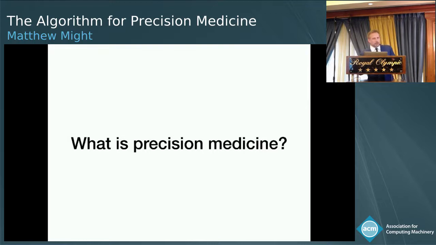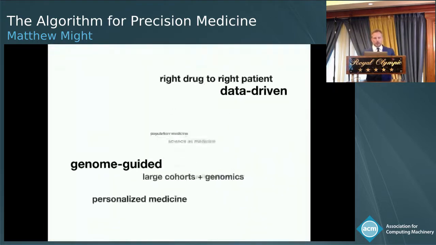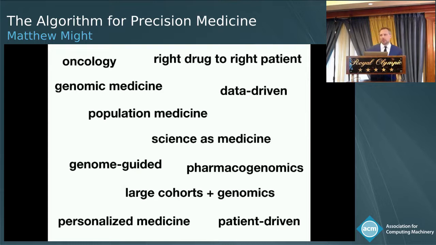So what is precision medicine? Obama launched the Precision Medicine Initiative about 4 years ago. When he launched it, he gave it a definition. He said precision medicine, sometimes called personalized medicine, is really all about delivering the right drug to the right patient at the right time. As soon as he launched this initiative, a whole bunch of people tried to claim the mantle of precision medicine and offer their own definitions of it.